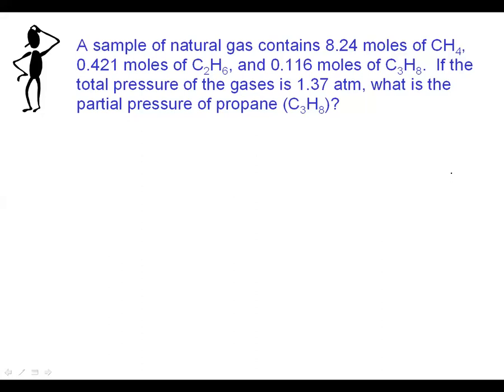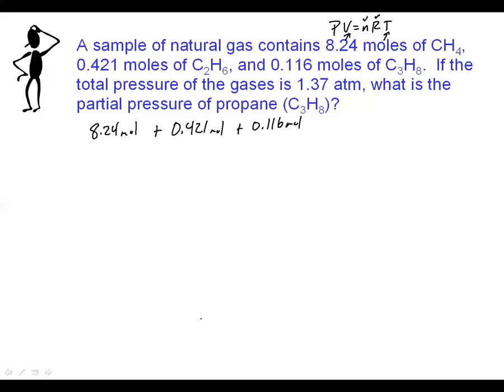Okay, so in this particular case, we're given the moles of each of these three gases. So we have 8.24 moles of our methane, 0.421 moles of our ethane, and 0.116 moles of our propane. In this particular case, we really don't have enough information, without making up numbers, to use the ideal gas law. Although we do have moles and we do have R, we really have no idea what the temperature is. We really don't know what the volume is. So we really can't go into the ideal gas law.